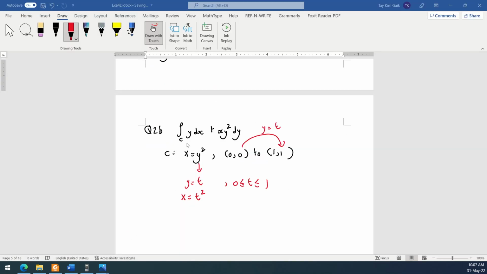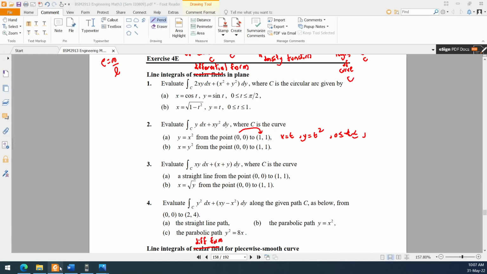This is question 2b, which is similar. Just now in exercise 4D, we saw the path y equal to x squared, where we let the variable at the right hand side be t, so x is t, so y is t squared, x from 0 to 1, that's why t from 0 to 1. Question 2b: let the variable at the right hand side, which is y, be t. Then x equal to t squared, because you let y equal to t. And then y from 0 to 1, so t will be from 0 to 1. So any problem for questions A and B to find the parametric equations?